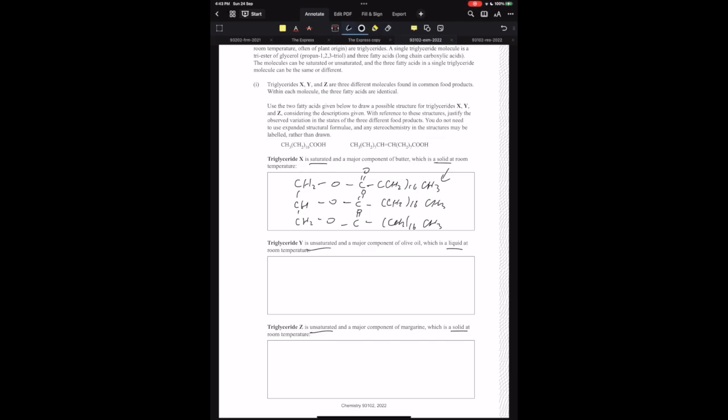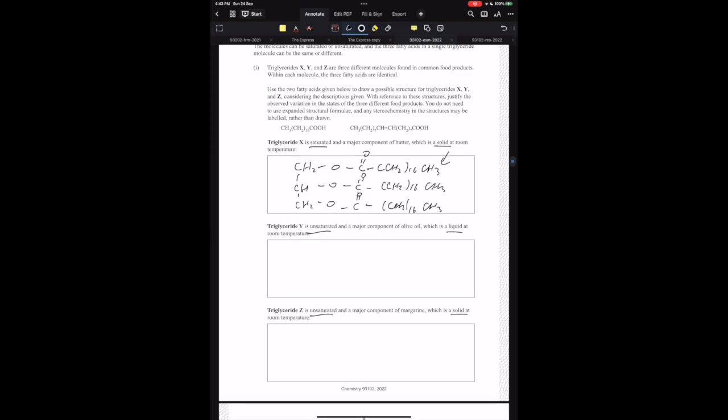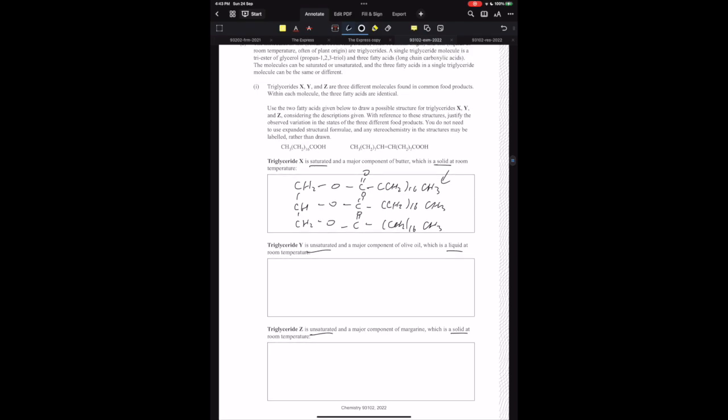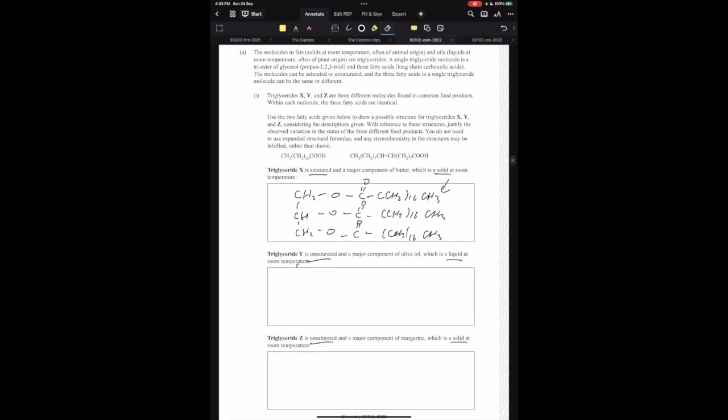Because it has a double bond, we know it exhibits cis-trans isomerism, which means that one of Y and Z is cis, and one of Y and Z is trans, and we have to deduce which one is cis and which one is trans based on whether it's a liquid or a solid. So let's think about this.